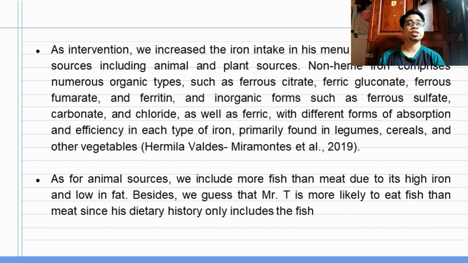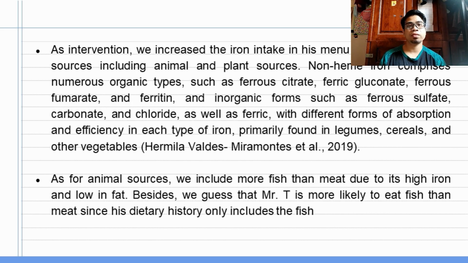As intervention, we increase the iron intake in his menu by varying the iron sources, including animal and plant sources. Non-heme iron comprises numerous organic types such as ferrous citrate, ferrous gluconate, ferrous fumarate, and ferritin, and inorganic forms such as ferrous sulfate, carbonate, and chloride, as well as ferric, with different forms of absorption and efficiency in each type of iron, primarily found in legumes, cereals, and other vegetables.